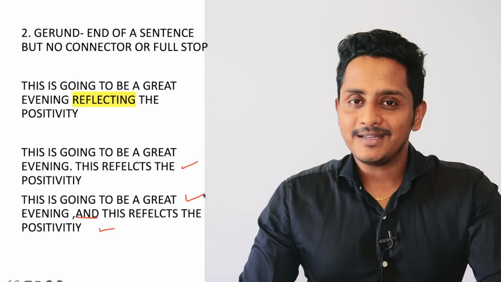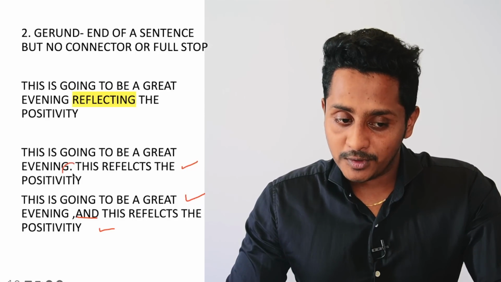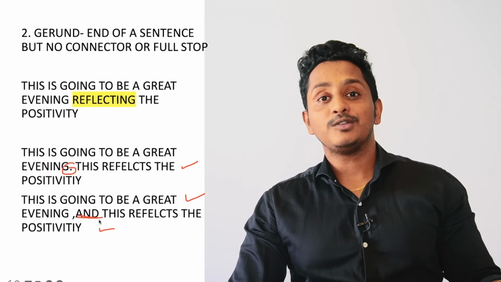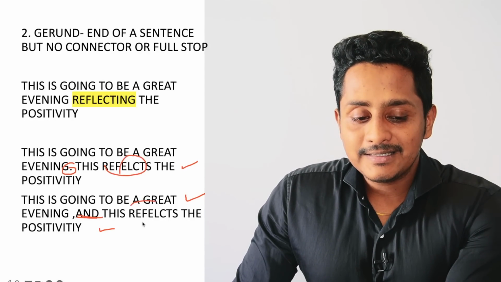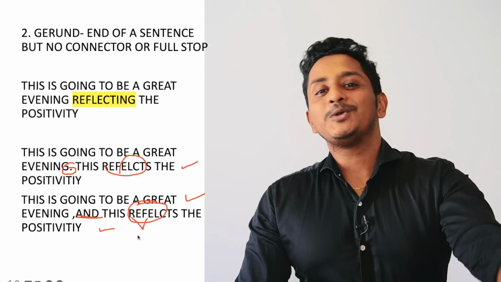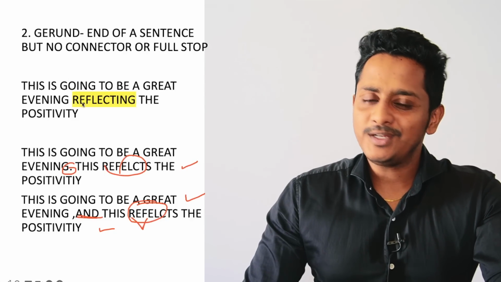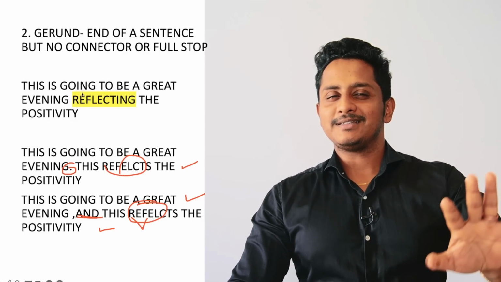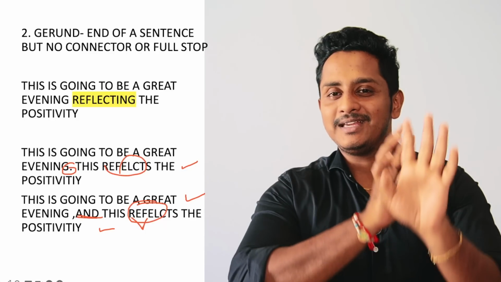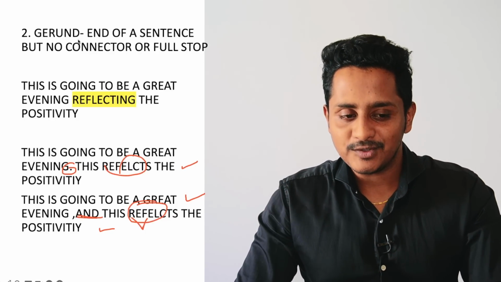This is done, but they don't want to put a full stop, they don't want to put a connector also, they just want to continue. Then this reflects the verb, you need to convert it into a gerund called ing. This is going to be a great evening, reflecting the positivity. Just observe the 3 sentences. Easily, just observe, you will understand what this concept is.